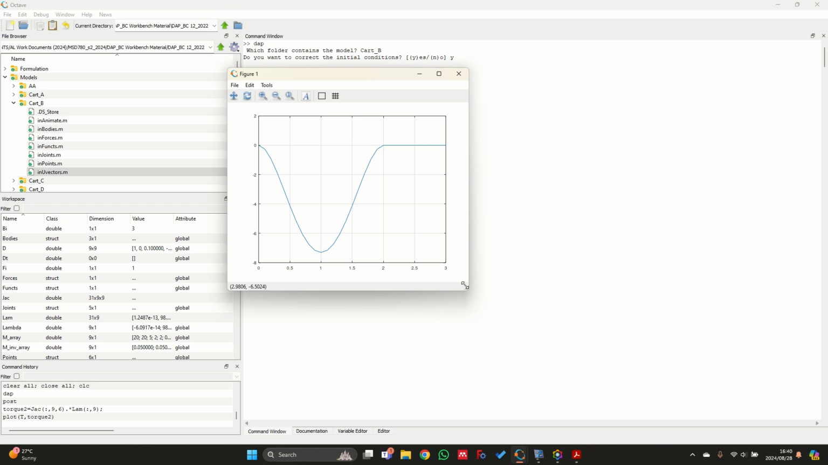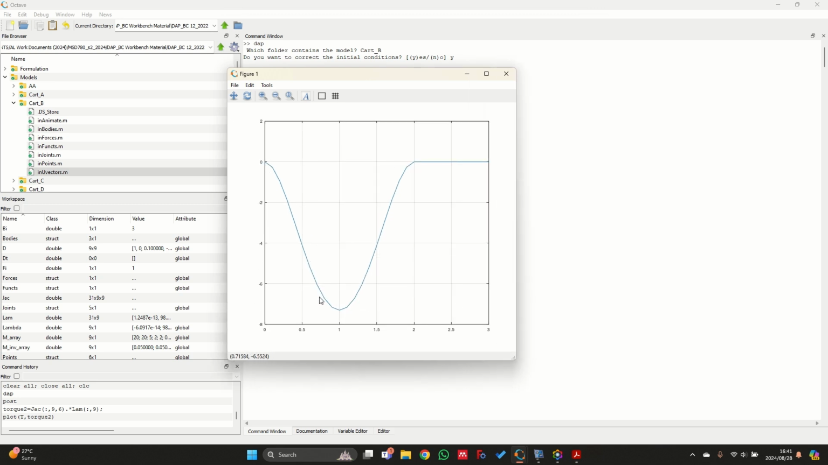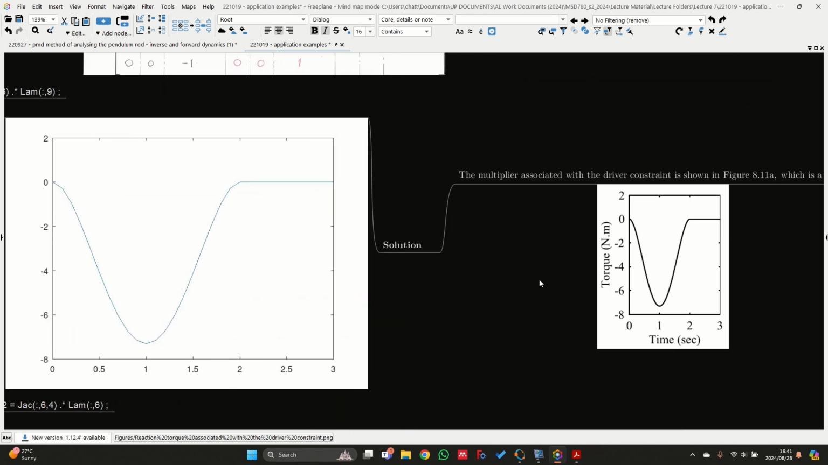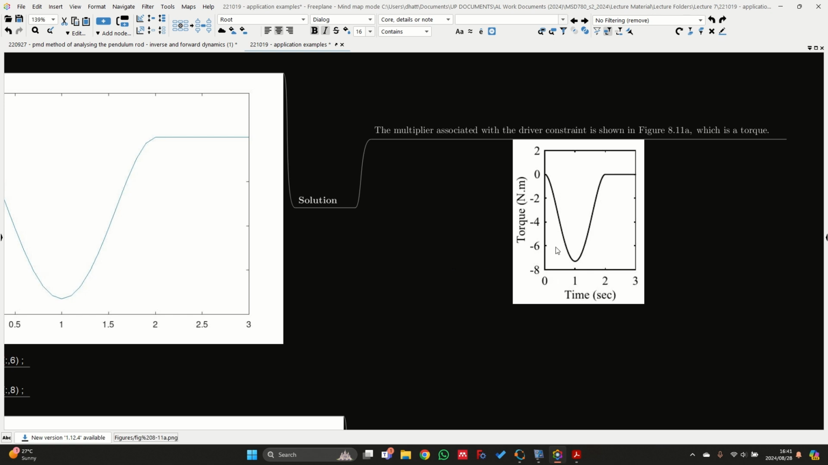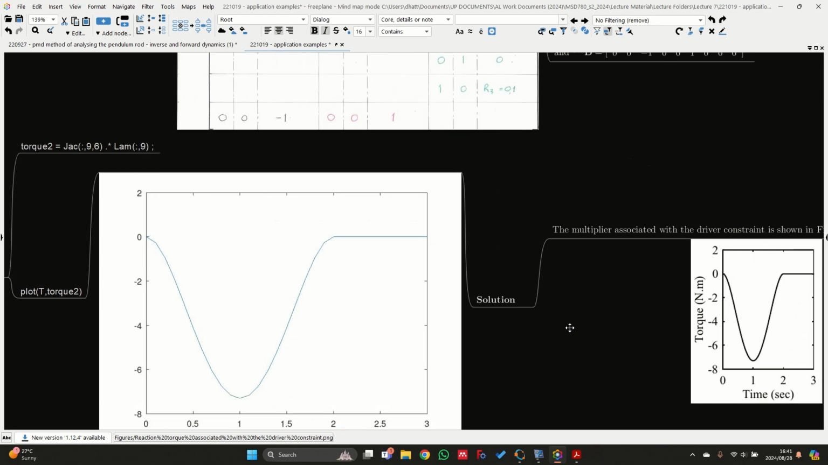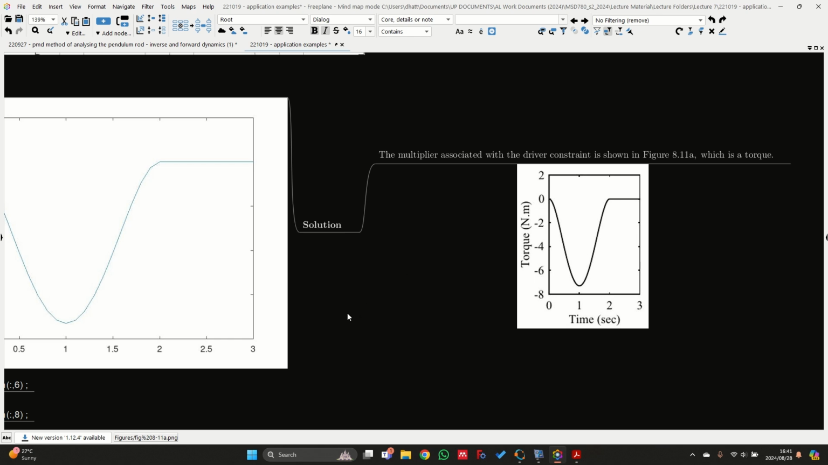Okay, so this is more or less what I get. My torque starts at 0, it reaches a negative value of 7.3, and then it goes back up to 0 from 2 to 3 seconds. This is also more or less what I expect, since I have a constant angular velocity after 2 seconds. If I want to compare this to the results that I got in the PMD textbook, this is the result if I just plot Lagrange multiplier 9. In other words, I disregard this Jacobian, I just plot this part, and I indeed get exactly the same. So that is correct.